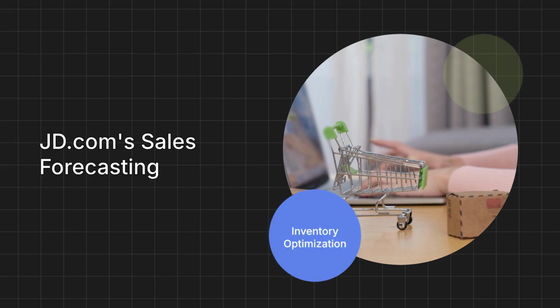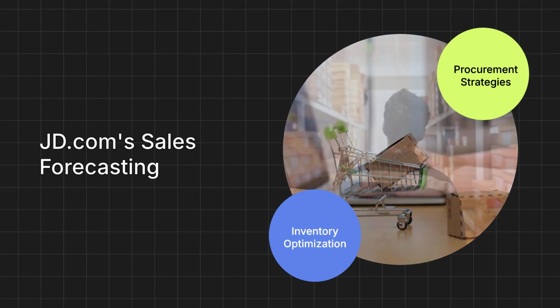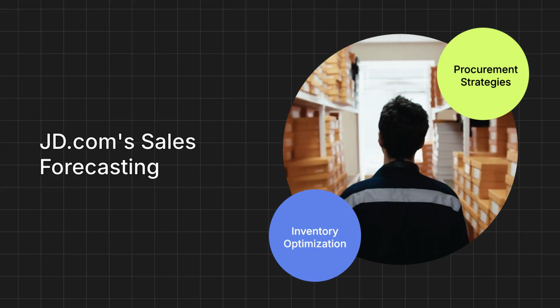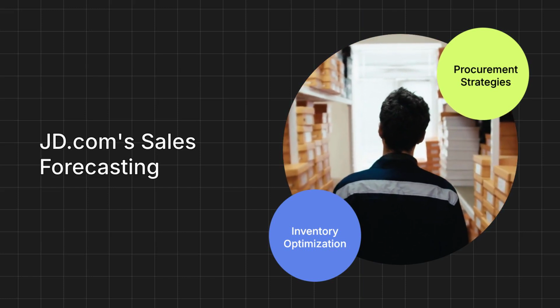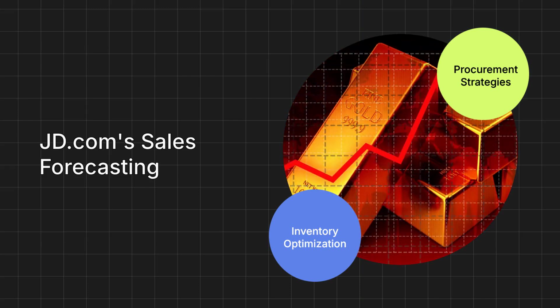JD.com, a major Chinese e-commerce company, uses LSTM models to forecast sales for various product categories. These forecasts inform inventory management and procurement strategies, ensuring that popular items are adequately stocked while minimizing excess inventory. The models consider factors like historical sales data, promotional events, and market trends.